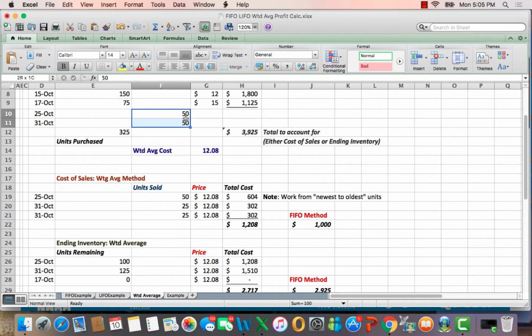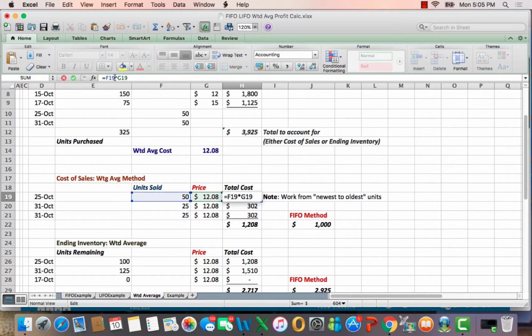So now, we sold 100 units, and the question is, how do we value those 100 units? Well, with weighted average cost, it's easy. We simply multiply all the units we sold, 100, times $12.08 to come up with the total cost based on weighted average. We add it all up, and our cost of sales is $1,208.